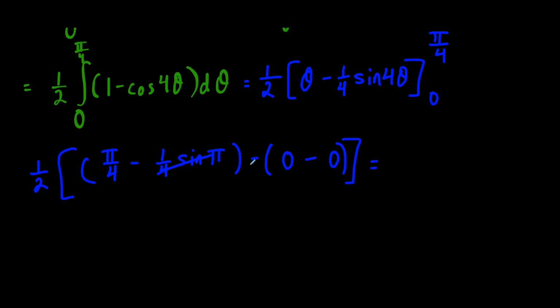So the only term that survives here is the pi over 4, and if we multiply 1/2 times pi over 4, that's going to give us pi over 8, which is our solution to the first question here.